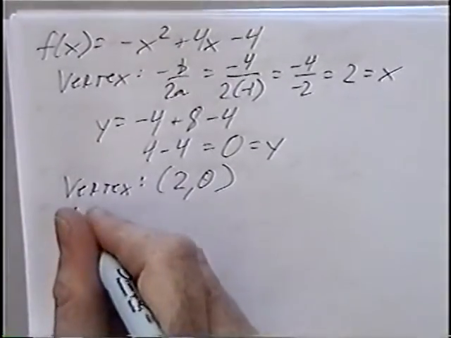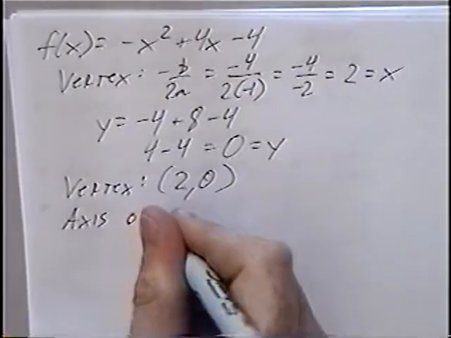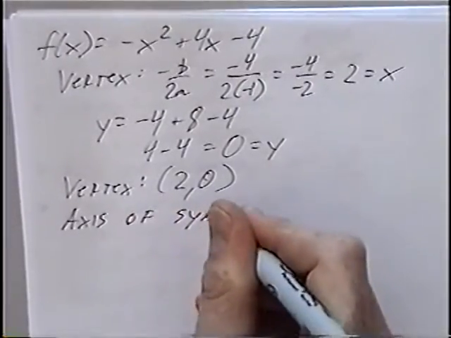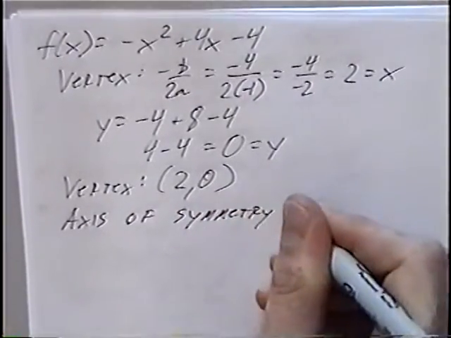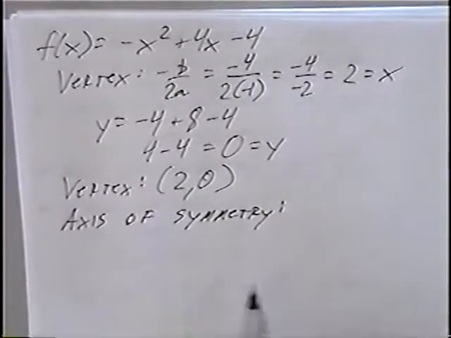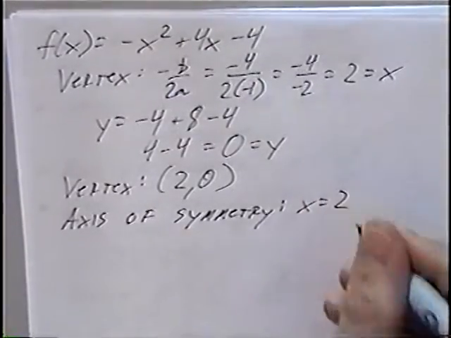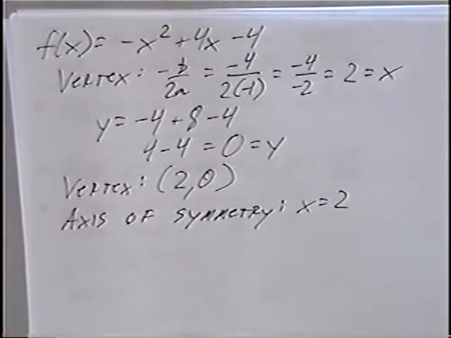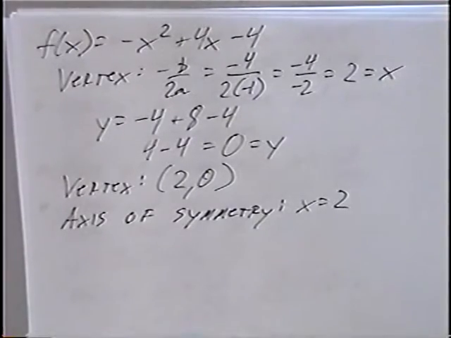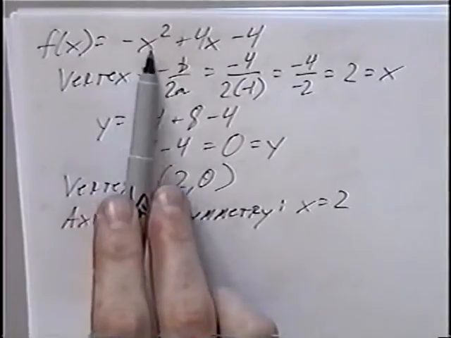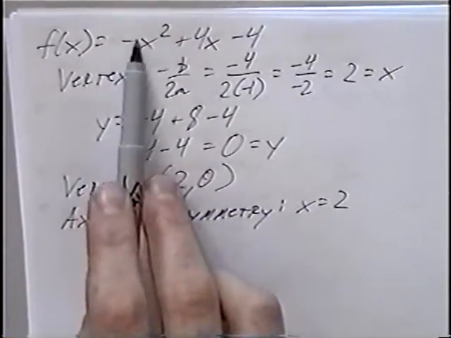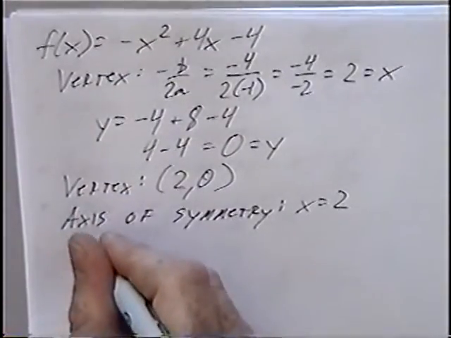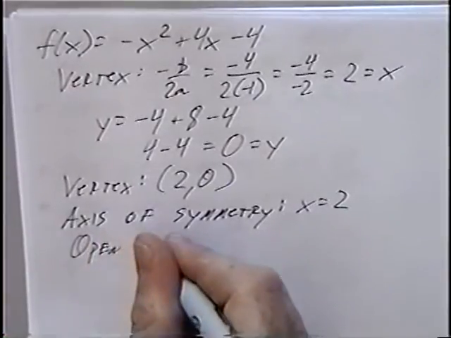The axis of symmetry, again, makes the line or graph symmetrical. It's the same value as the vertex. In this case, it's 2, but it's just the x value, x equals 2. And the graph can either open up or down. Looking back at the equation, if it's a negative x squared, negative values are less than 0, so this graph will open down.